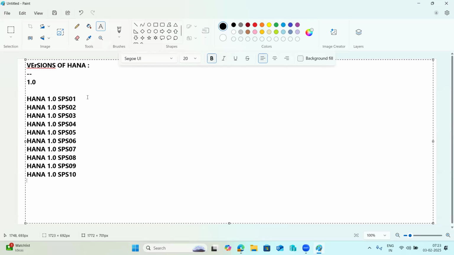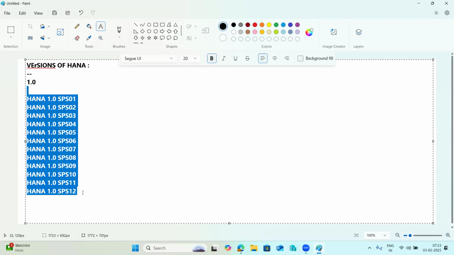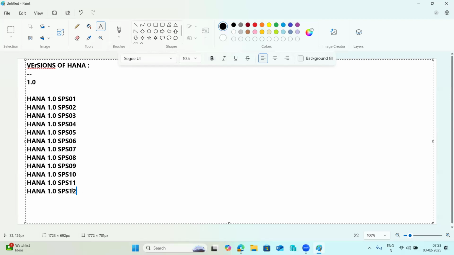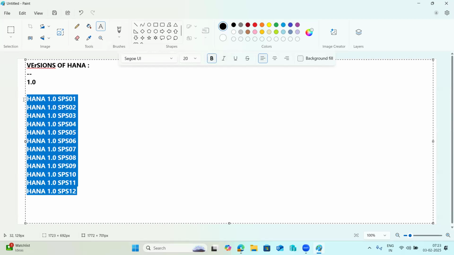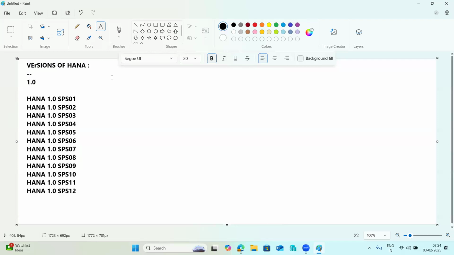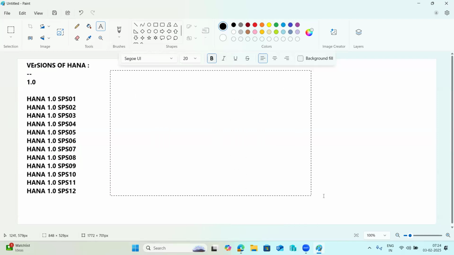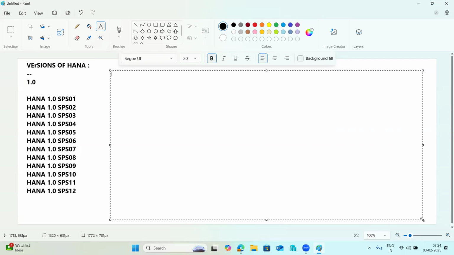so 10, 11, so 12. So these are the versions. Once every year SAP will release the new SPS levels, right? That is the main thing here. So in 1.0, these are the versions that were in the market. SAP is not supporting these versions currently. Why? Because they have changed the architecture from 1.0 to 2.0.